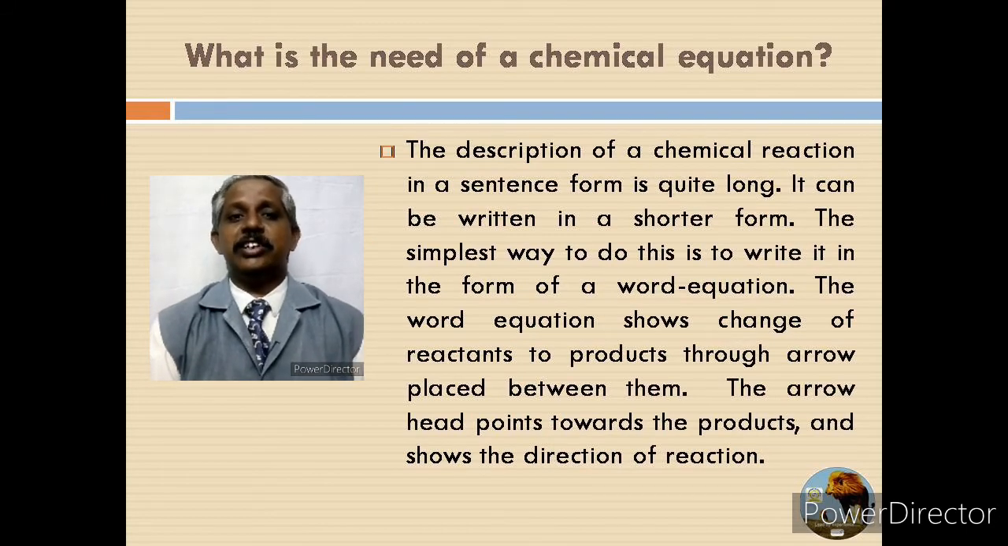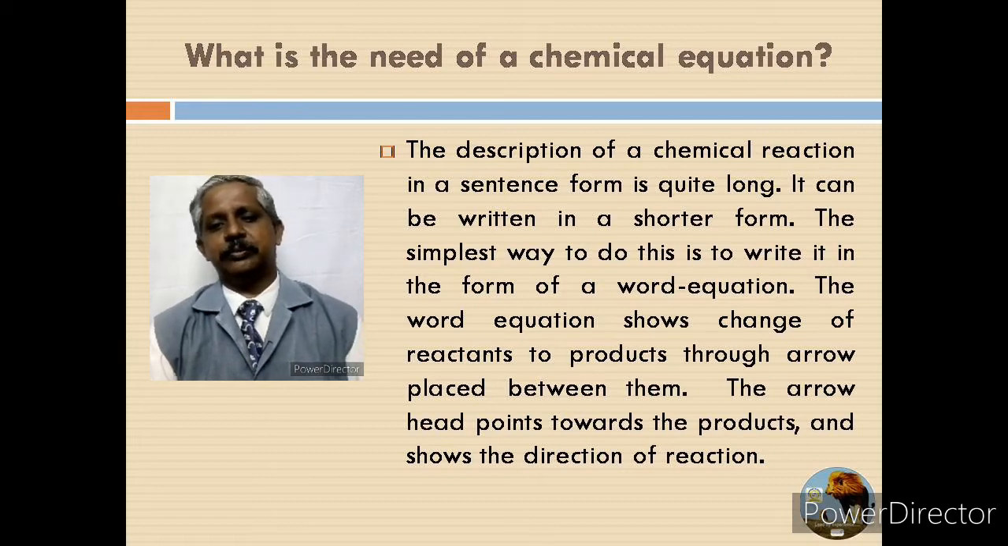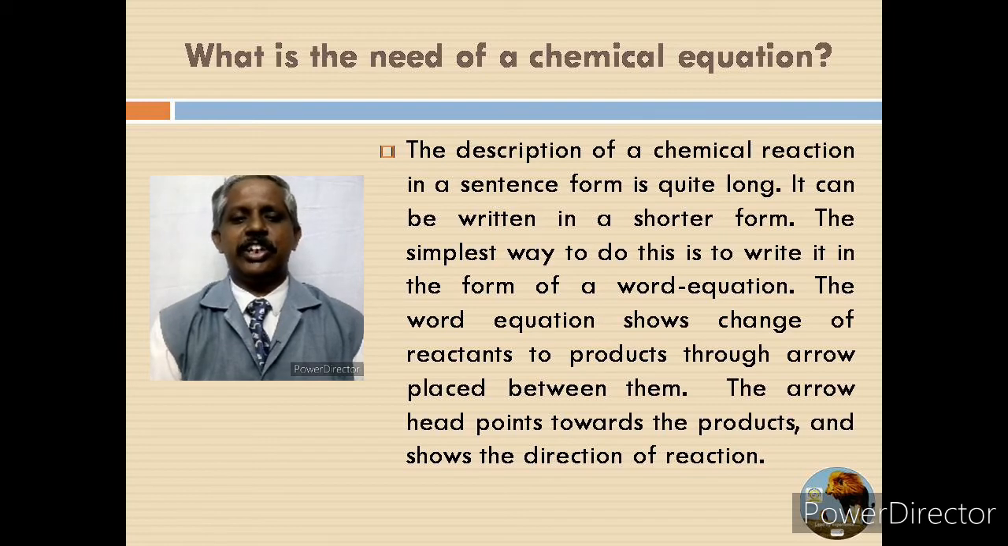Then, what is the need of a chemical equation? The description of a chemical reaction in sentence form is quite long. It can be written in a shorter form. The simplest way to do this is to write it in the form of a word equation. The word equation shows the change of reactants to products through an arrow placed between them. The arrowhead points towards the products and shows the direction of the reaction.